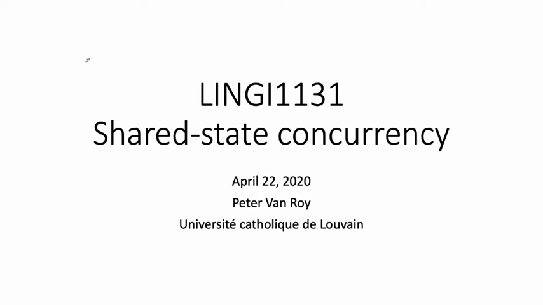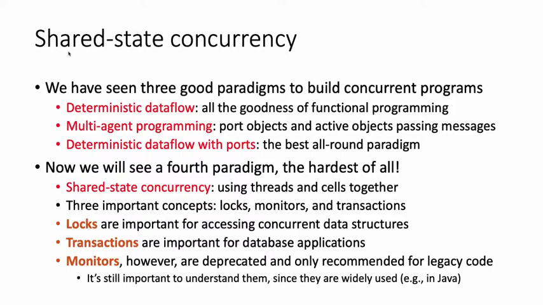So today we're going to talk about shared state concurrency. Shared state concurrency is a way to write concurrent programs, and we've seen already some ways. In fact, we've seen 3 good paradigms. Just a refresher, the first one is deterministic data flow. This one is really the best because you can do concurrency for dummies. You can add threads anywhere you want with no problems and it keeps working. But you can't do it all the time though.